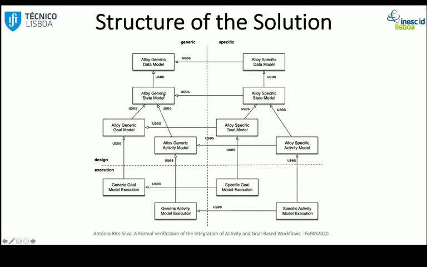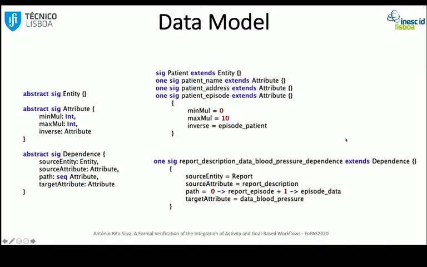And the same applies for the Alloy generic state model and Alloy specific state model. And then you have the two models for the goal and activity here. Of course, we define execution models according to the activities and according to the goal. These models are important because we are going to simulate the way you execute the business process using these model executions. Okay. So the first example is the data model.